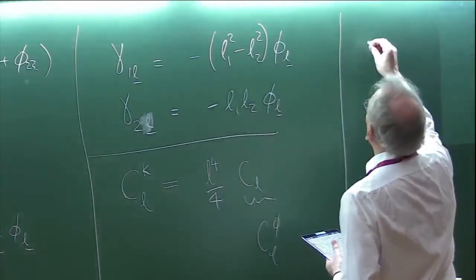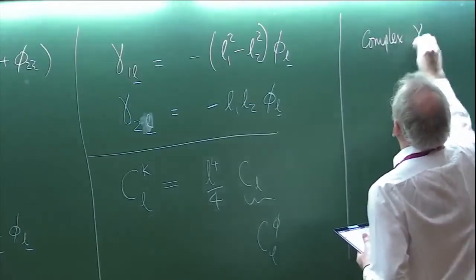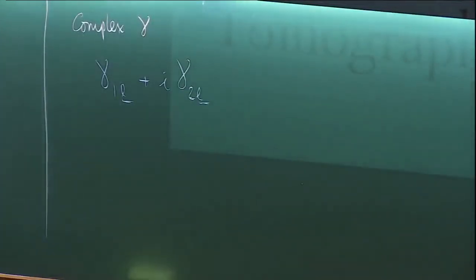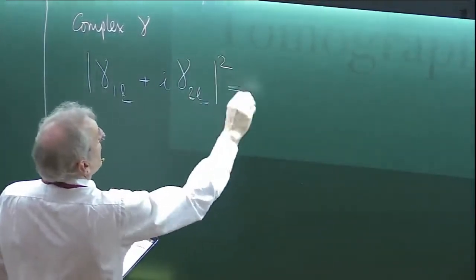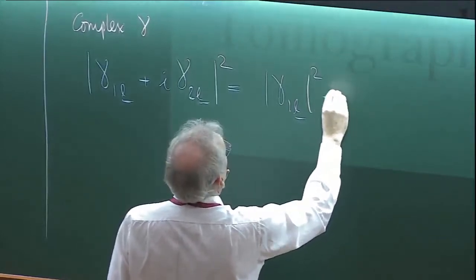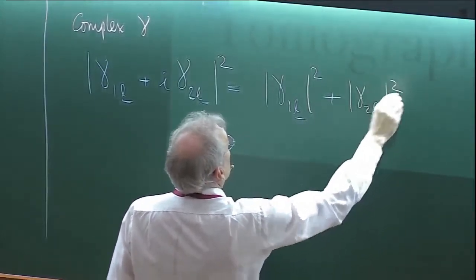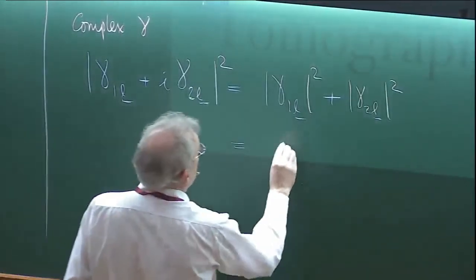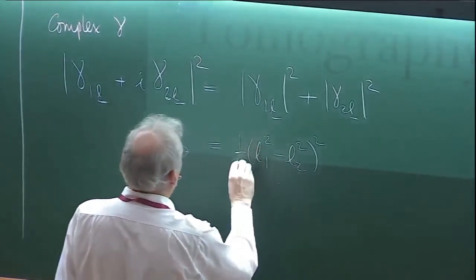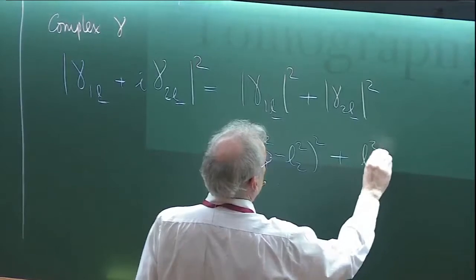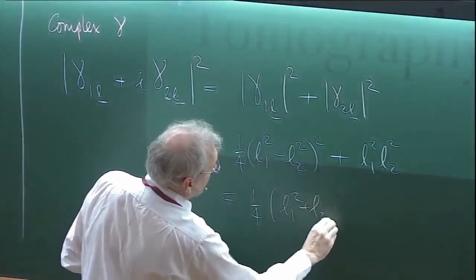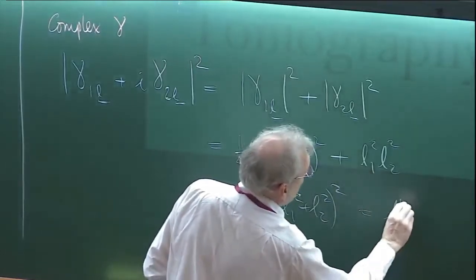It's clear that if we look at the complex gamma, so if we take the transform of gamma 1 and add in the transform of gamma 2 multiplied by i, so we're transforming the complex gamma, and if we look at the modulus of that squared, then we just get this, which is then (L1 squared minus L2 squared) squared over 4 plus L1 squared L2 squared, which is actually just 1/4 (L1 squared plus L2 squared) squared, okay, which is also L to the 4th over 4.